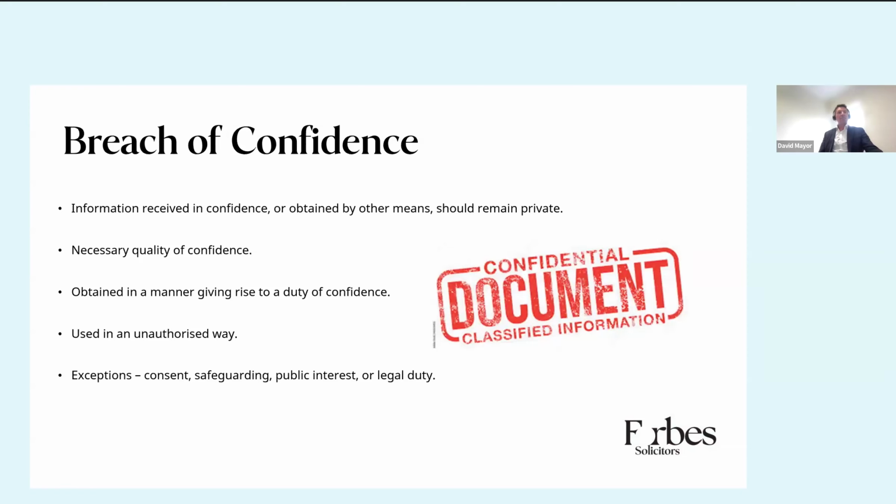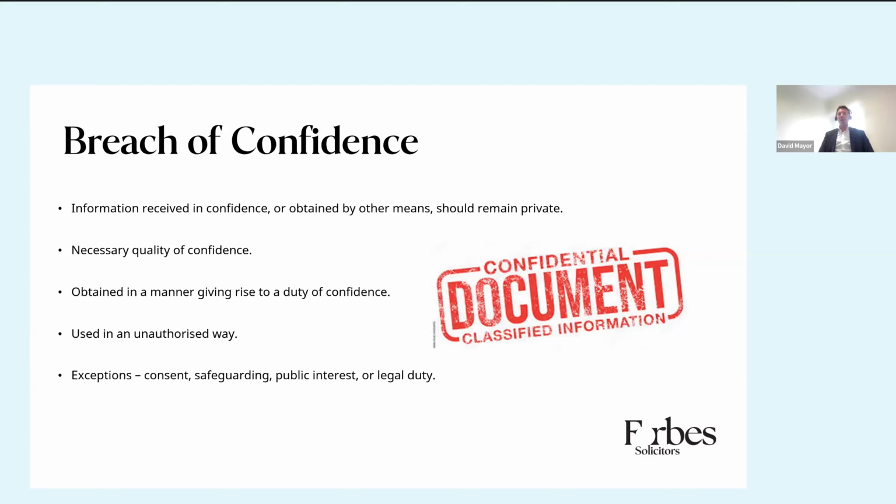Breach of confidence is subtly different, but it's similar. Again, it's often brought in conjunction with data protection claims. This is where information received in confidence is then used in an unauthorized way. So it's confidential information, secret information. And confidential information is different than private information.